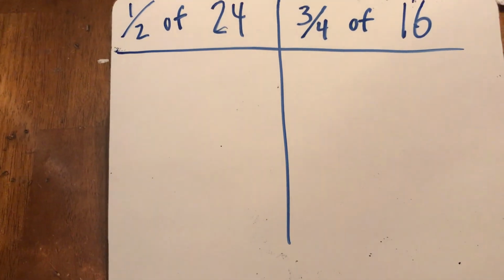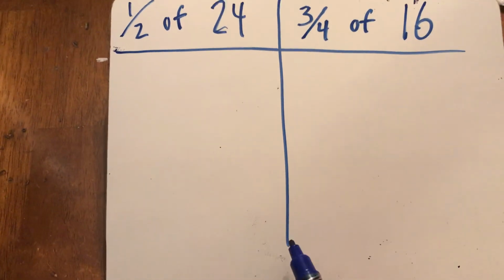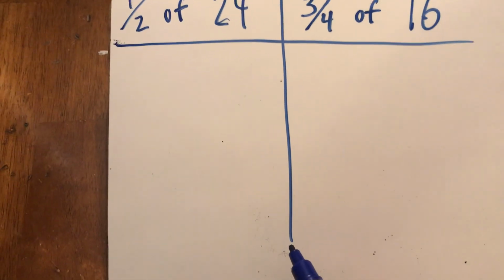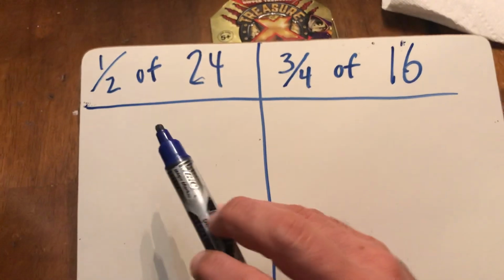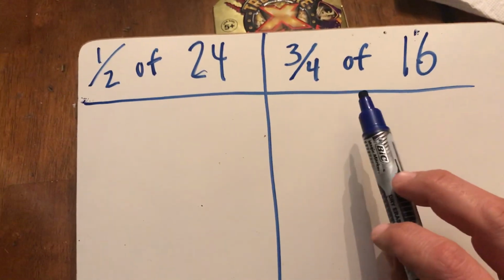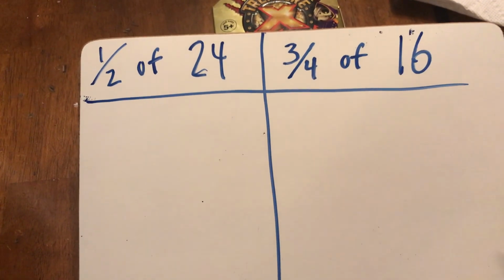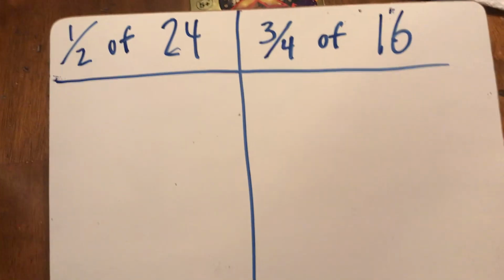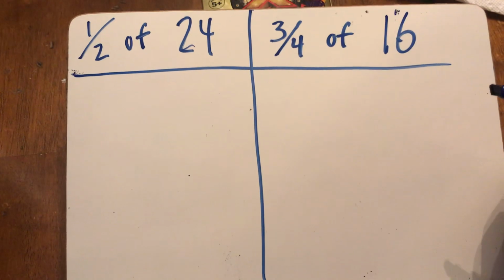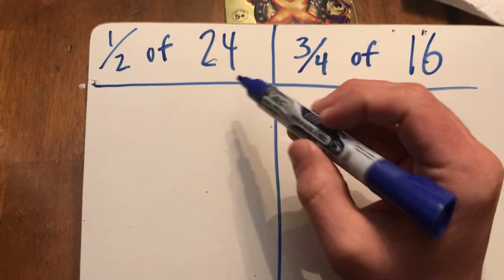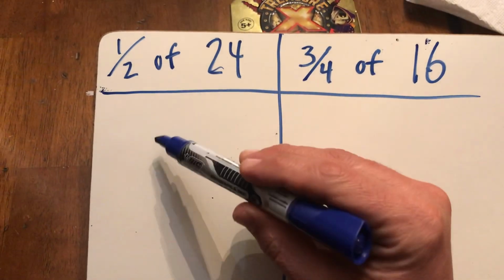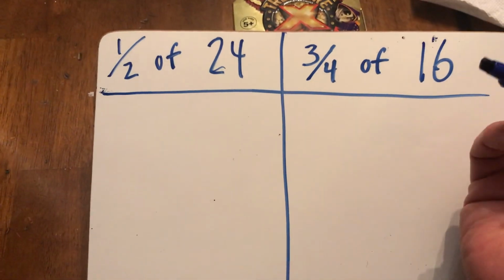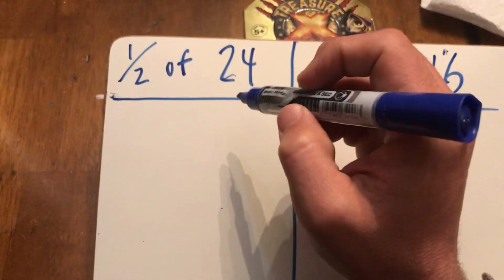All right, so I wanted to talk a little bit about the morning number talk. And the question was, is 1/2 of 24 or 3/4 of 16 greater? And I wanted you guys to have an opportunity to hear a little bit about the answer. So 1/2 of 24, 3/4 of 16. I'm going to start by thinking about what a half of 24 is. Probably a lot of us know that already.